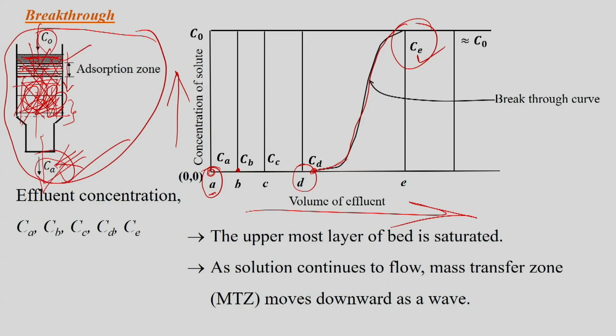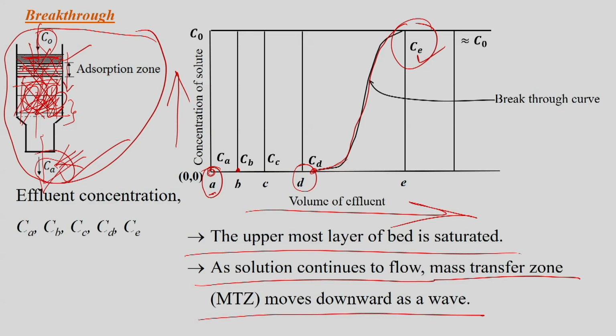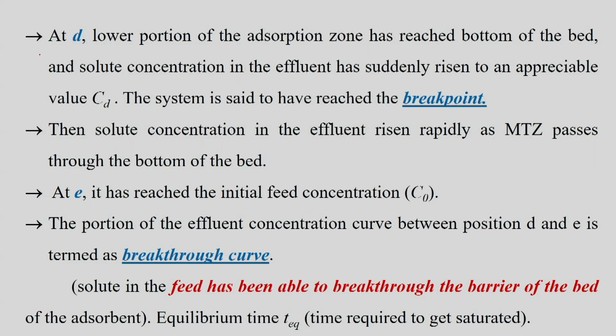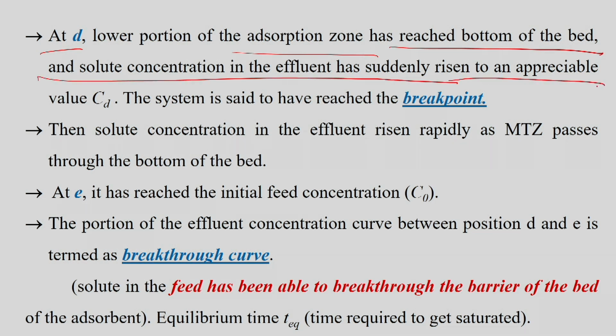There the uppermost layer of the bed is entirely saturated. As the solution continues to flow, the mass transfer zone moves downward as a wave, that is, the mass transfer wave front. So, at D point, when Q by Q0 reaches this value, a lower portion of the adsorption zone has reached the bottom of the bed, and the solute concentration in the effluent has suddenly risen to an appreciable value of CD.